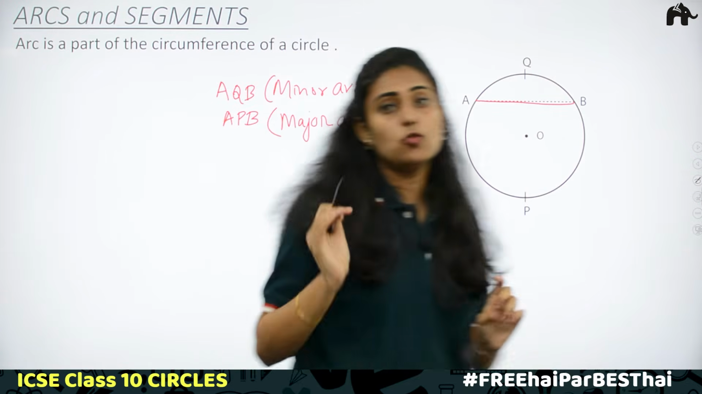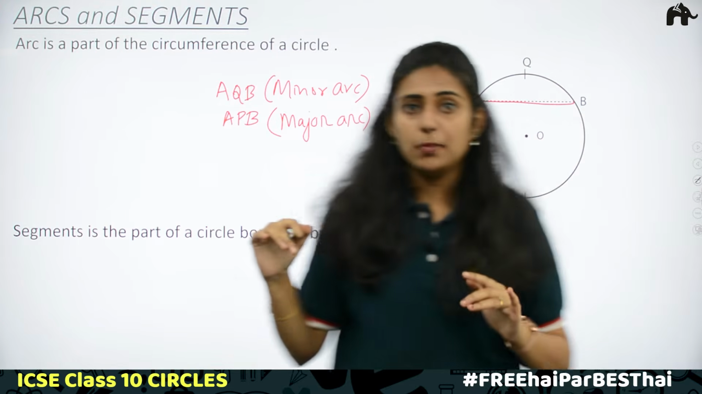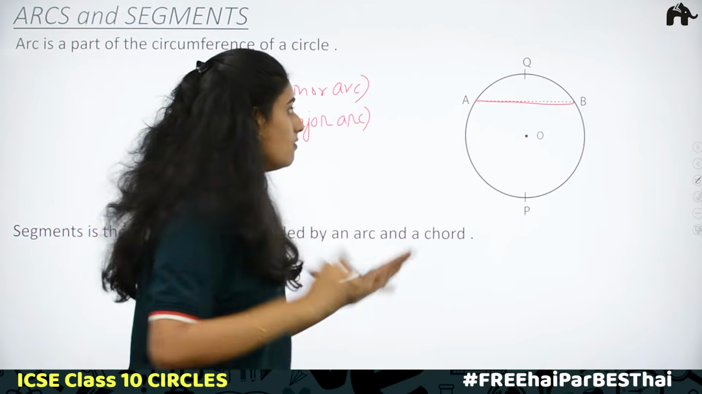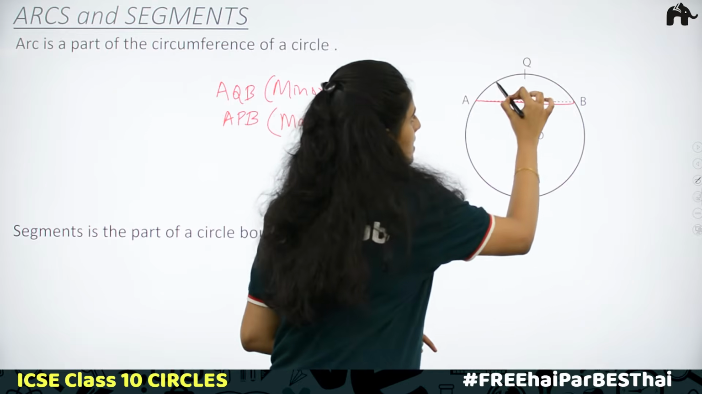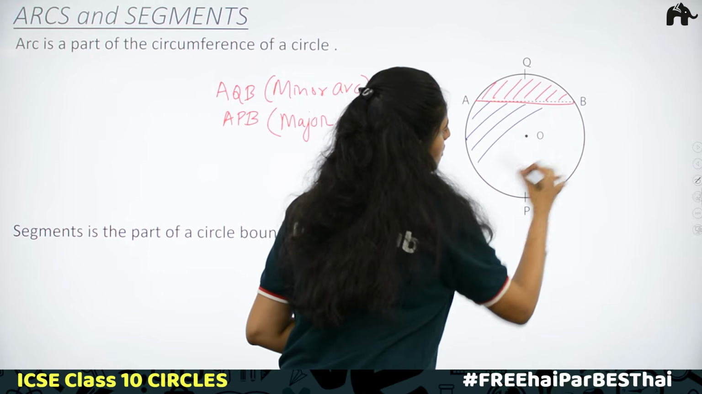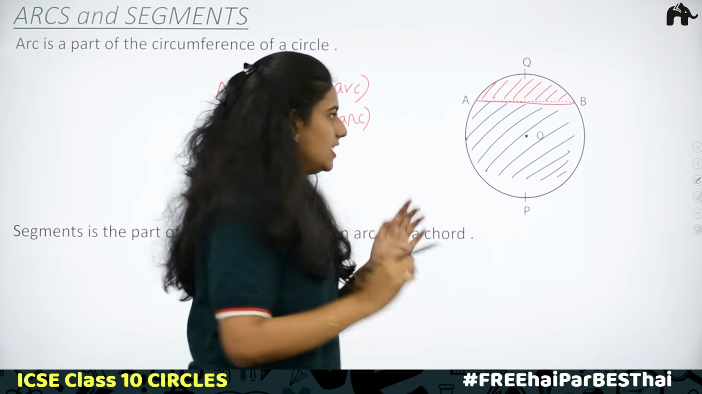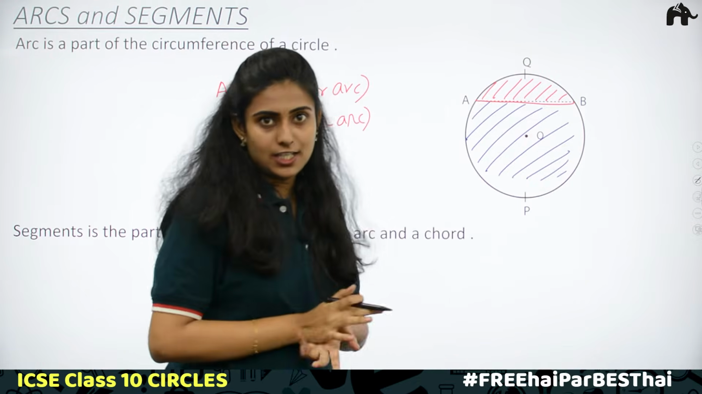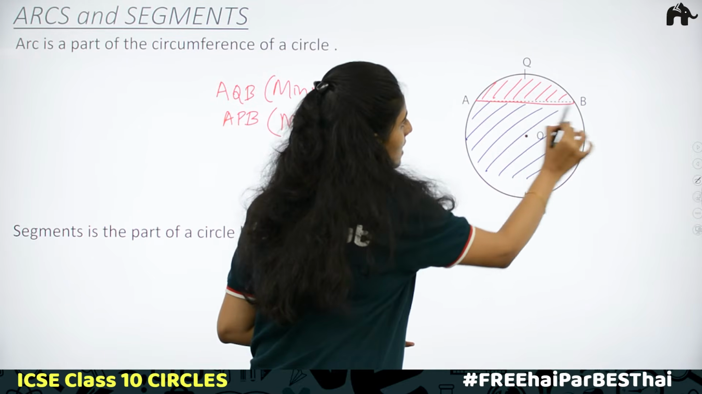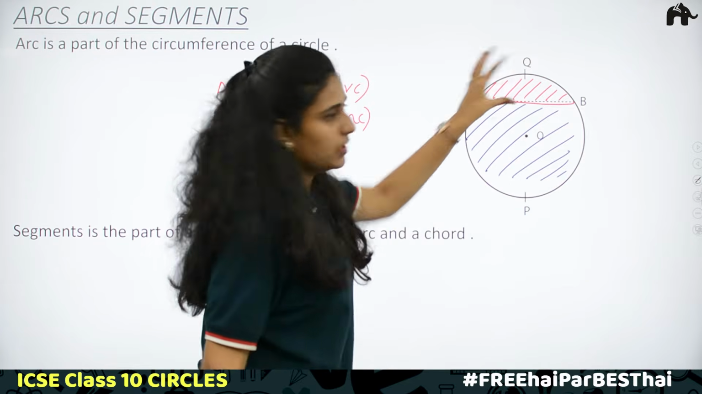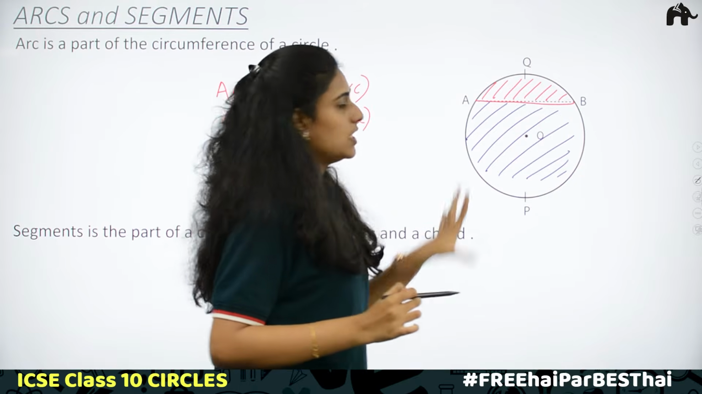Now, let us see what segments are. We had taken a chord AB. What does AB do? This chord AB divides the circle into two parts. Yes, the circle is divided into two parts. This is one portion and this is the second portion. Here I have shaded a small region and here a bigger region, which means the arc AQB and the chord AB form a portion. The arc APB and the chord AB form a portion.